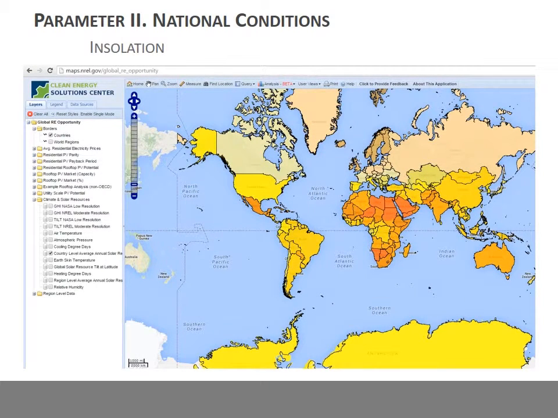Average insolation can be found on the Clean Energy Solutions Center Global Renewable Energy Opportunity Tool by clicking on Climate and Solar Resources in the left-hand column and then clicking on Country-Level Average Annual Solar Resource. Individual countries can then be clicked on the map to get average insolation.